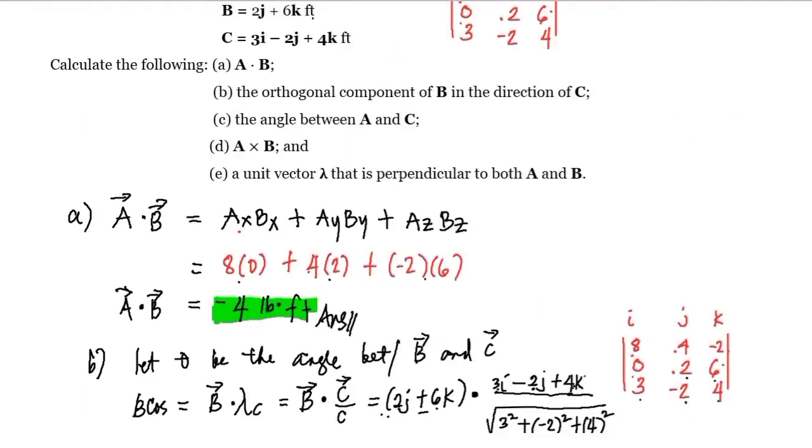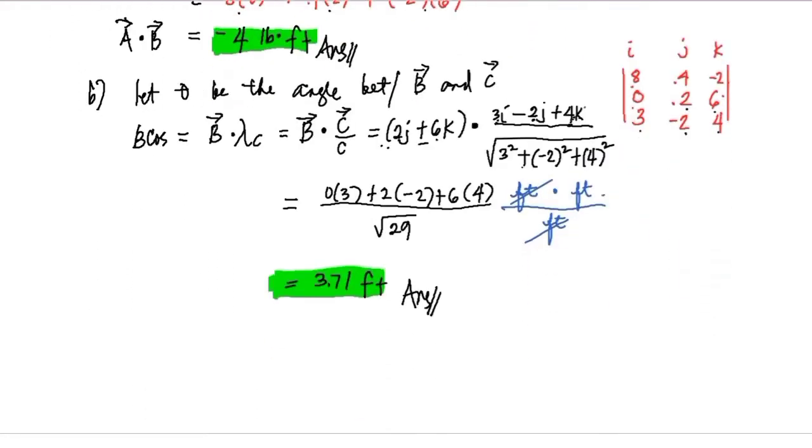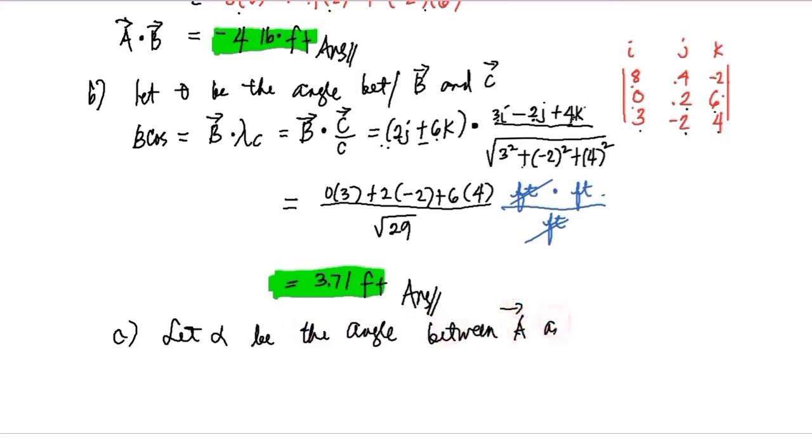For the third question, we are asked to compute for the angle between the vector A and C. So we let the angle alpha be the angle between A and C. And for this, we have the cosine of alpha is just equal to the lambda A dot lambda C.